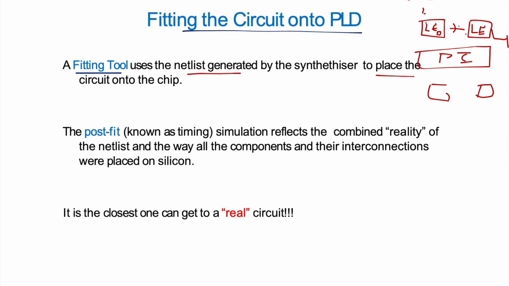So basically you just fit the netlist on there, and then we have another key term, which is the post fit, where we do the timing, right? The simulation reflects the combined reality of the netlist and the way that all components and their interconnects were placed on the silicon. So maybe you can have one element placed there, another element placed there, and then we create the interconnects. But after we do the post fit, we can have a good idea of what the timing really looks like.